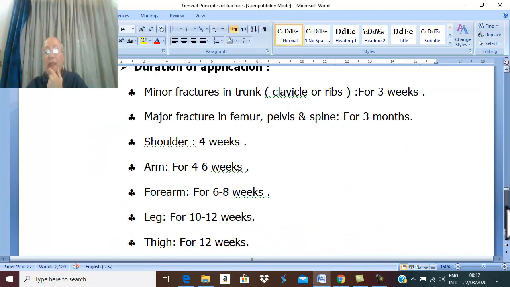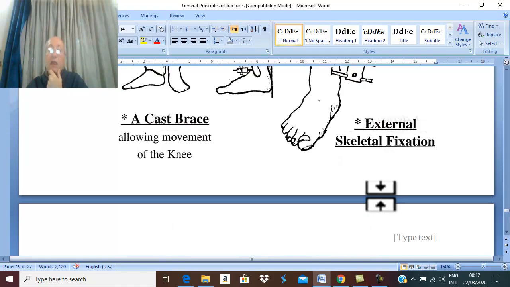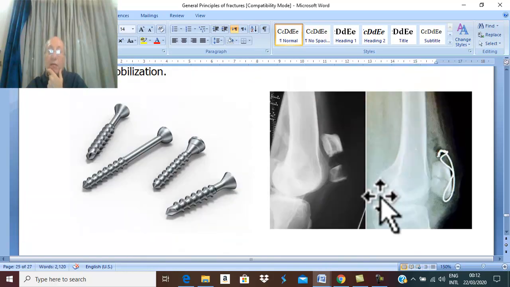Finally, internal fixation. We said before that closed reduction is usually associated with external fixation by plaster of Paris. And always remember that in open reduction, during operation I reduce the bone and do internal fixation during the operation. Therefore, open reduction is always associated with internal fixation.